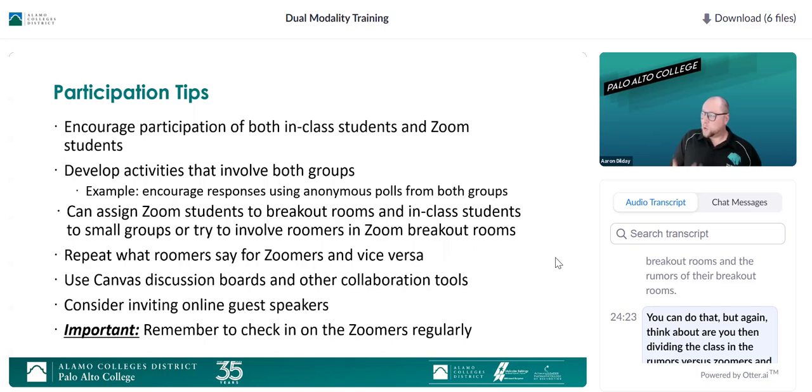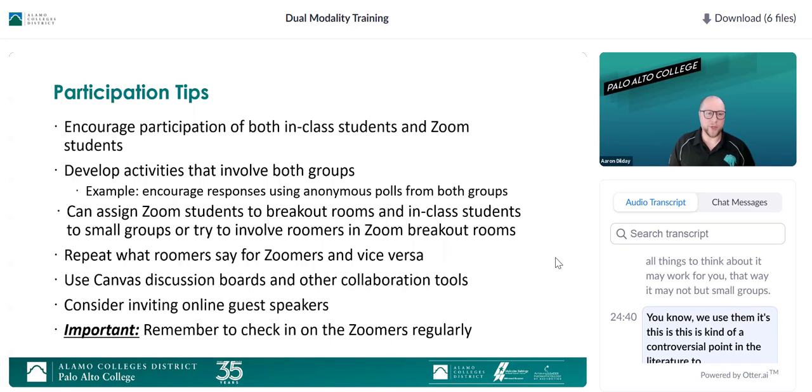Small groups, we use them. This is kind of a controversial point in the literature too. Some people swear by them, even the Zoom breakout rooms. I think it was Flower Darby, who does a lot of writing on online teaching, and I'm pretty sure she's the one that said she will not use the Zoom breakout rooms. But again, everyone has their own opinion.